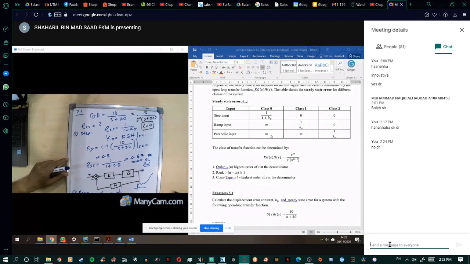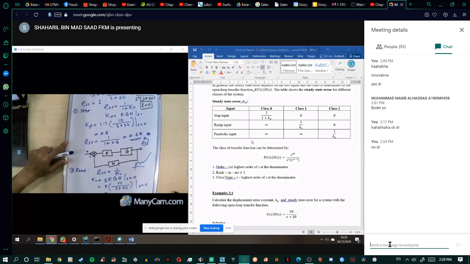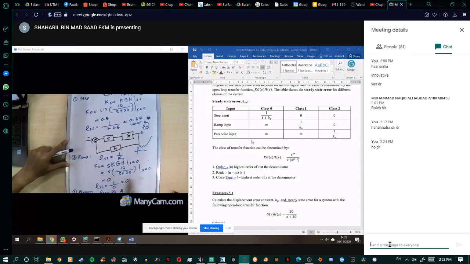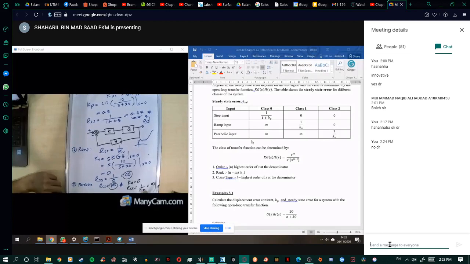Depending on this class, or you can derive the equation again. When I derive it, for the ramp it is infinity. For parabolic, of course you will get infinity, because the parabolic is only s squared times KGH. When you apply s equal to 0, Ka will be equal to 0. So 1 divided by Ka, of course you will get infinity here. Clear?